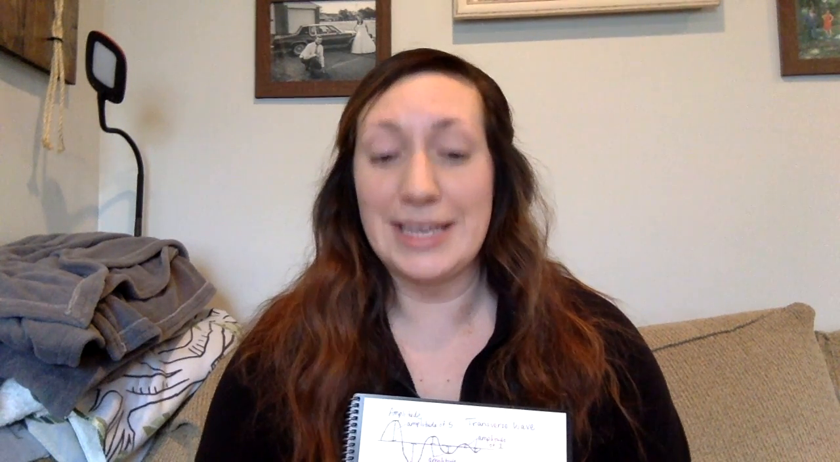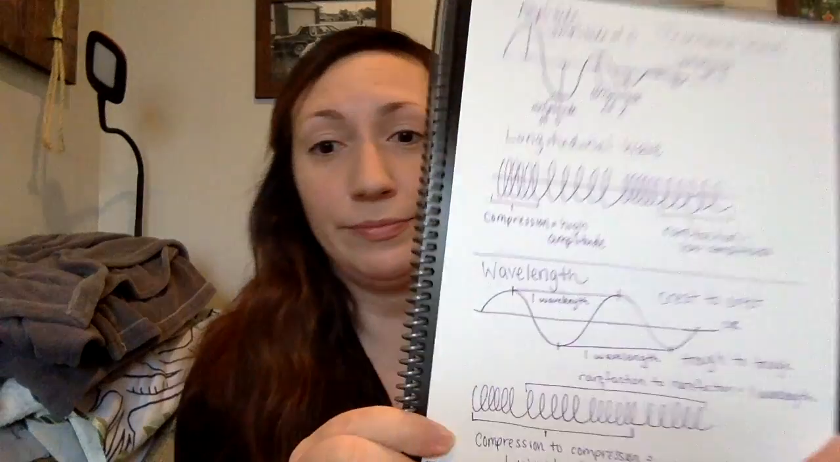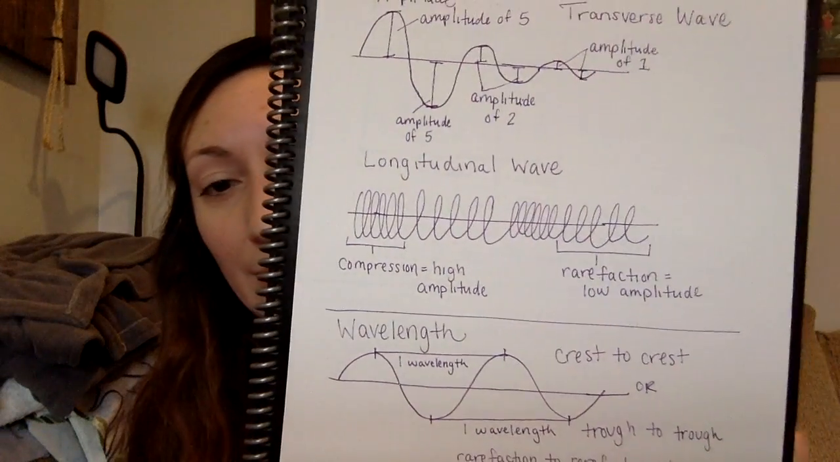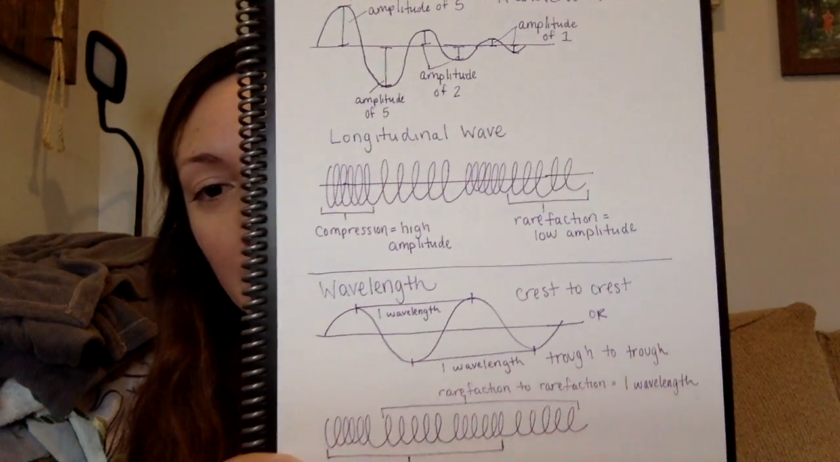So we're going to move on to wavelength. And wavelength is very easy, and it's just measuring from the top of a wave to the top of another wave, or from the bottom of a wave to the bottom of another wave, or from compression to compression, or rarefaction to rarefaction. So let me show you my picture here. Okay, so I need to come over here.